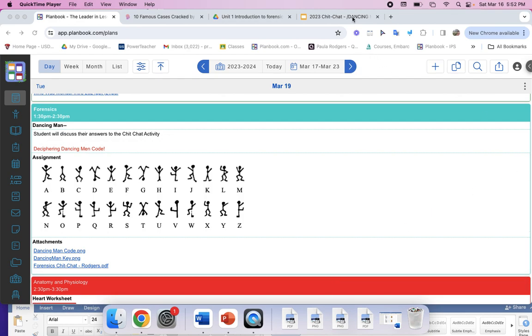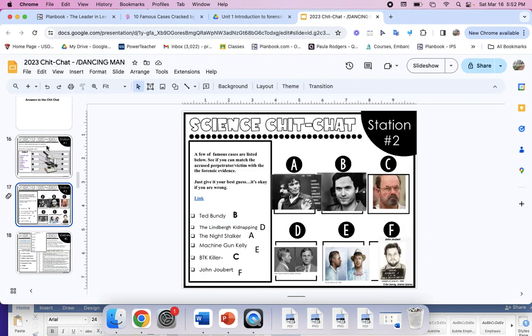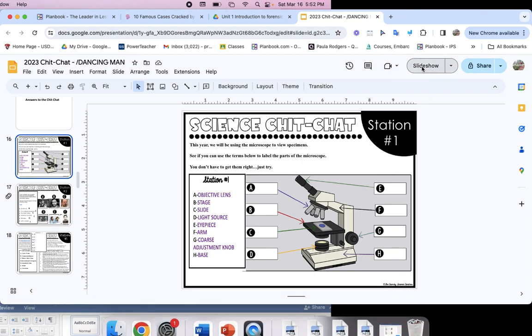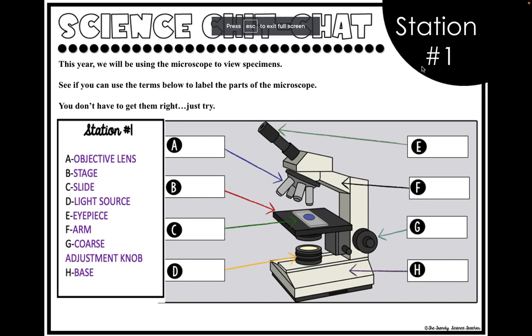So starting with the chit-chat activity, we'll start with the microscope, and these are the parts of the microscope. Again, microscopes are used in looking at evidence of either hair fibers, skin cells, not necessarily DNA, but hair fibers, rope fibers, things of that sort. A is the objective lenses. That's what you're going to use to help magnify the specimen.